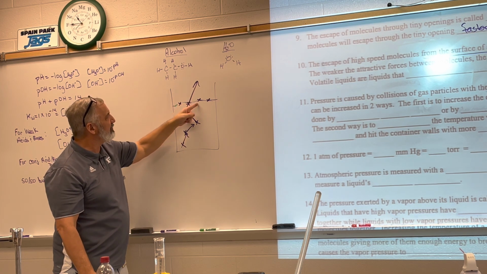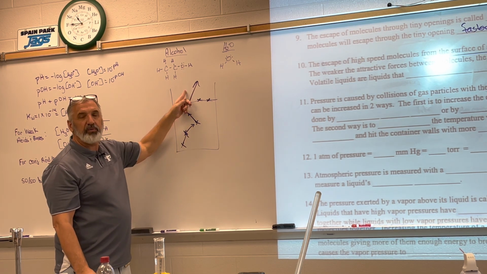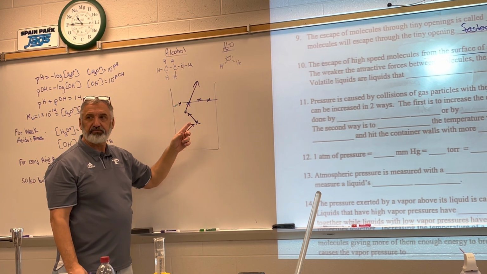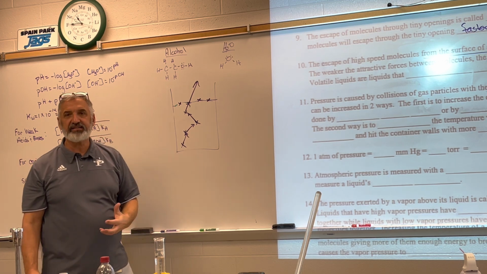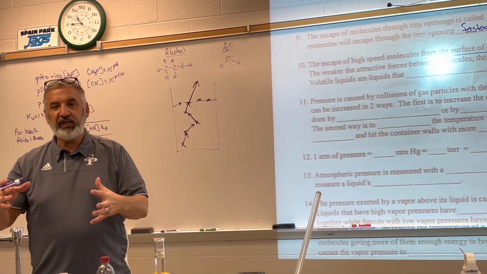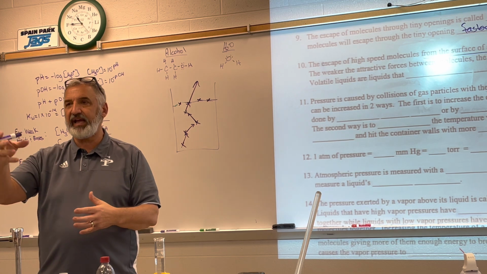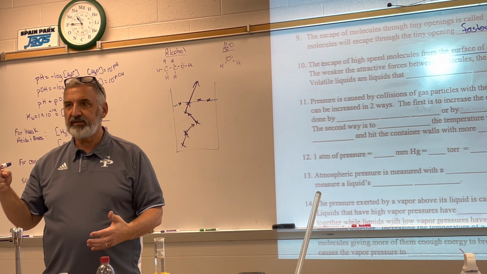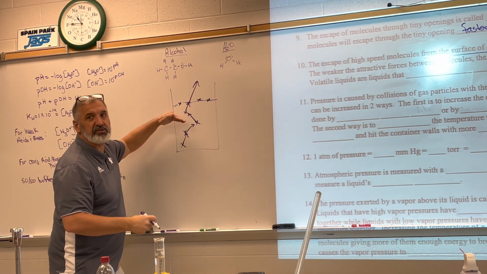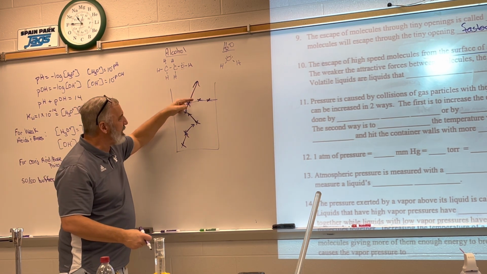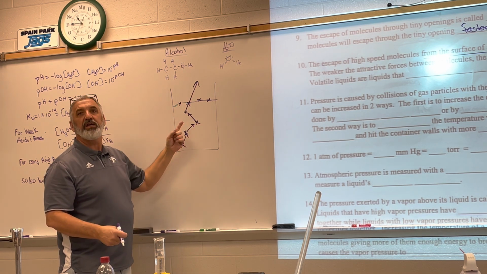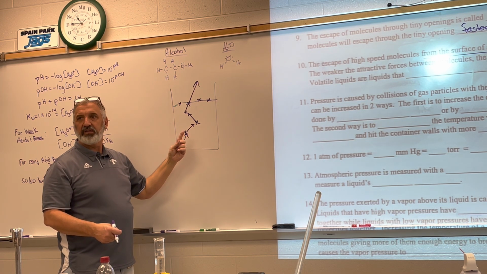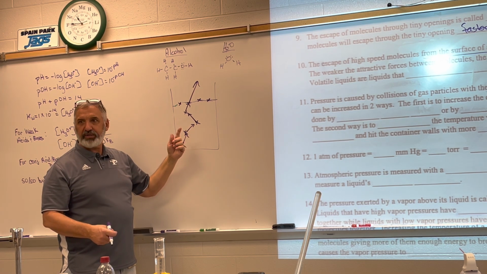Now, what does that mean then? If the high-speed molecules are constantly leaving, what does that mean about the average kinetic energy, the average speed of the molecules? Okay, if I take a test and I get the average, and then I start taking the high grades out of the average, the average is going to go down, right? So if my high-speed molecules are leaving off the surface, what's happening to my average speed? It's going down. So what's happening to the temperature of my liquid? It's going down.